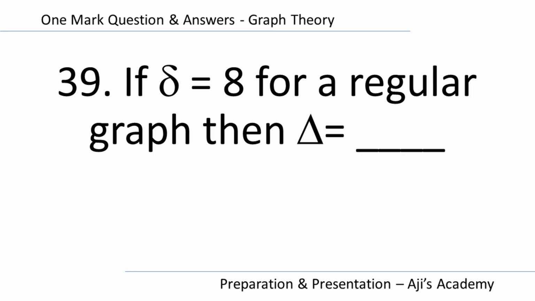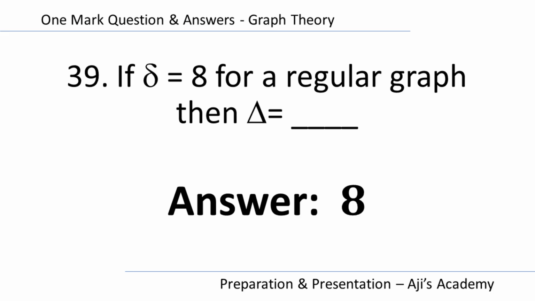Question number 39. If delta equal to 8 for a regular graph, then capital delta equal to dash. They are given a regular graph and their minimum degree is 8. So they are asking about the maximum degree. We know in a regular graph, minimum degree small delta equal to maximum degree capital delta. So the answer of capital delta, that is maximum degree, is also 8.